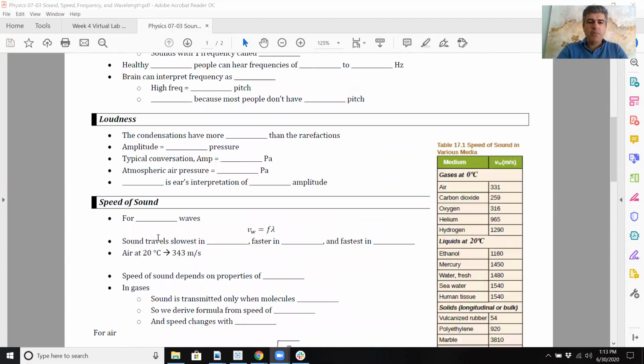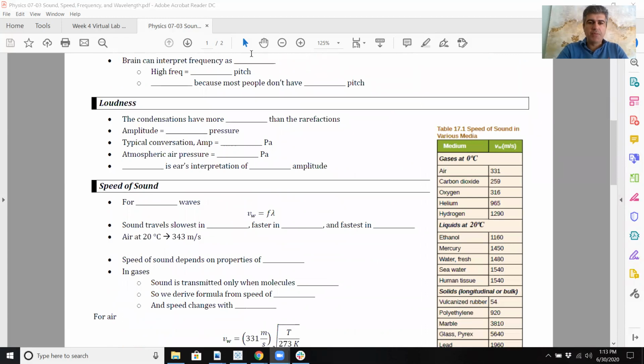So again, the brain can interpret frequency as pitch. So you can have high pitch, which can be very hard on the ears. High frequency equals high pitch. Usually my little children tend to have high pitch when they're crying. And it's subjective.